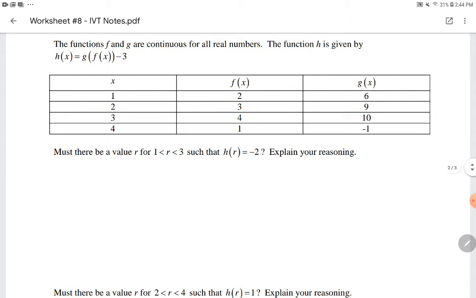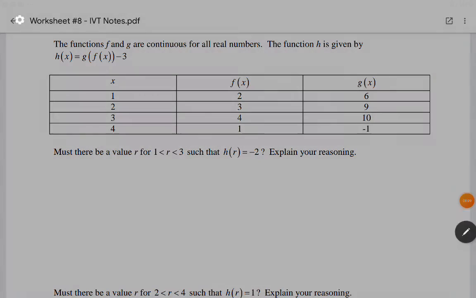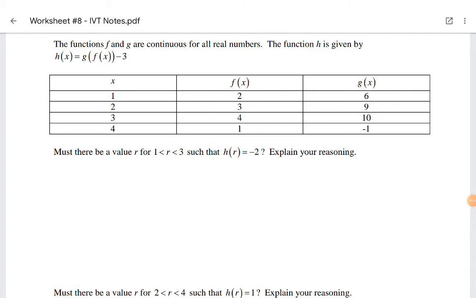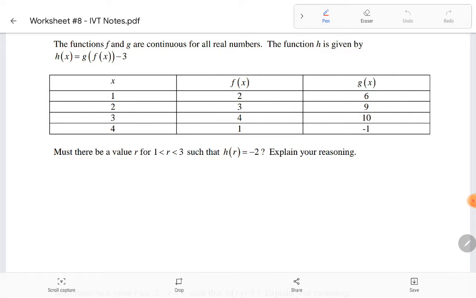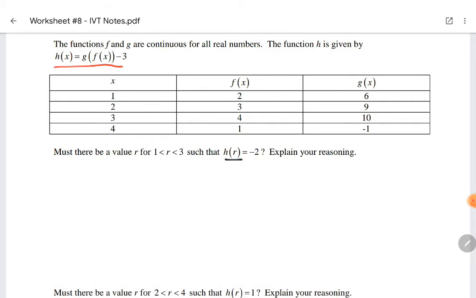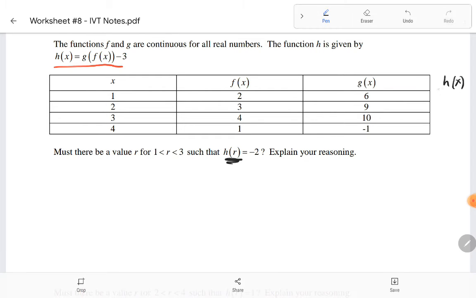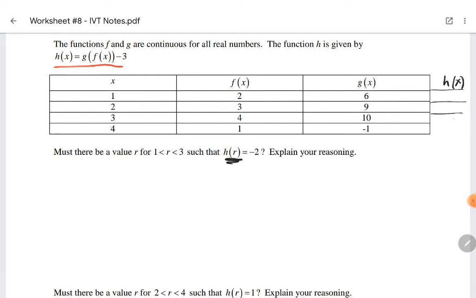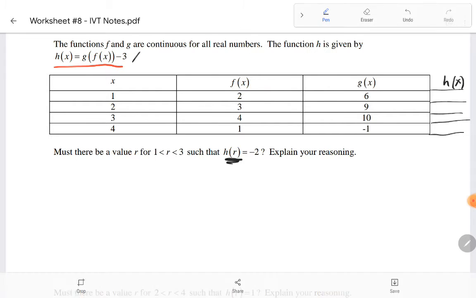Oh, this one's fun. Okay, so let's see here. I have a table of values for functions, right? And they define a new function called h of x. I know it looks kind of scary because there's a lot of letters going on, but you just have to follow where the x goes. What do I mean by that? If the question is asking about h, we're probably going to need to put in an h of x function in here, meaning we can come up with some h of x values by following this definition.